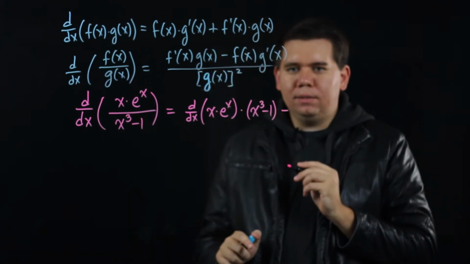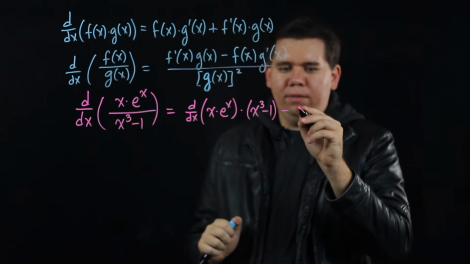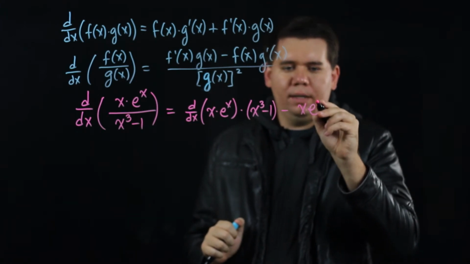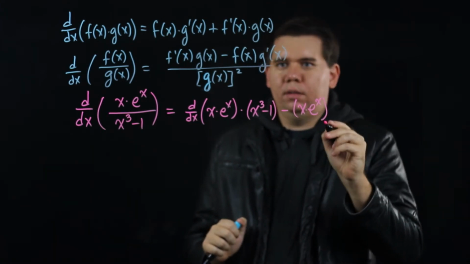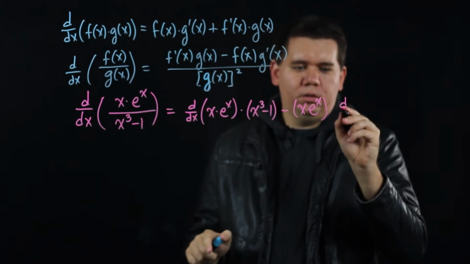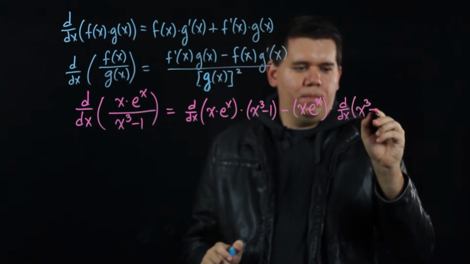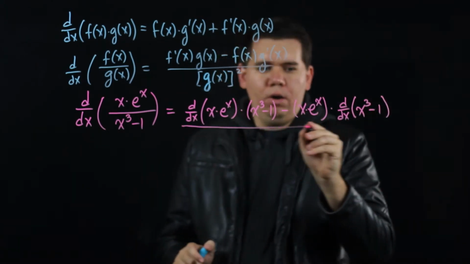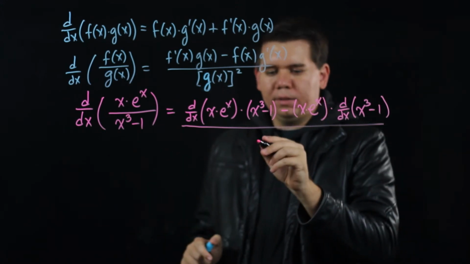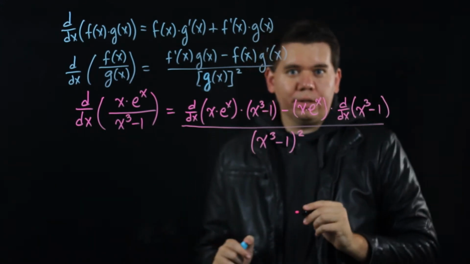And then minus, I'm going to subtract, leave the top the same, f of x, so I'm leaving the top the same, x times e to the x, times the derivative of the bottom, the derivative of this bottom piece, x cubed minus 1, all over the bottom squared, x cubed minus 1 squared.